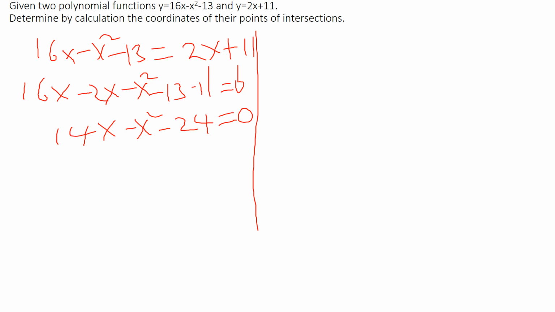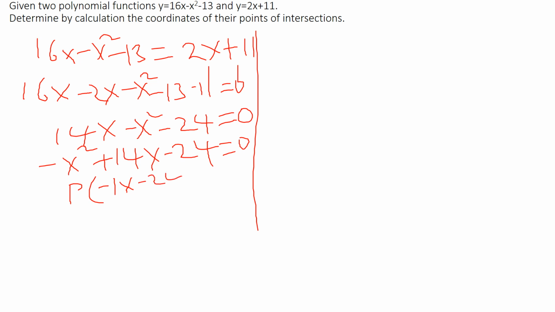So we can form this one as a quadratic equation, and then we can solve it maybe using the factorization method. And so to solve this one we have negative x squared, then plus 14x, then minus 24 is equals to 0. So here we know that our product is the coefficient of x squared, which is negative 1, multiplied by c, which is negative 24, and this one gives us a positive 24. And then we know that our sum is equivalent here to 14.